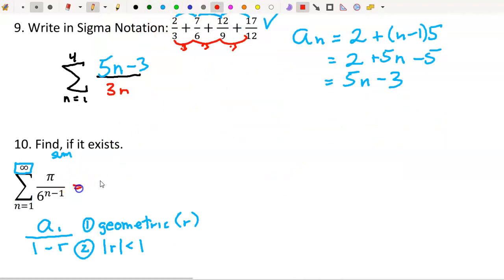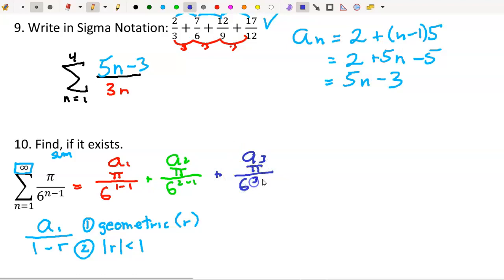Okay, so my a sub 1. I'm going to plug in 1. You notice that the pi just kind of hangs out on top. It doesn't really interact with anything. It's just there for decoration. And then we'll have 6 times 6 to the 1 minus 1. And let's keep going. Plug in a sub 2. Again, pi hangs out on top. Now we're going to have 6 times 6 to the 2 minus 1. And maybe just do one more. Do our third term. Pi on top. 6 times 6 to the 3 minus 1.